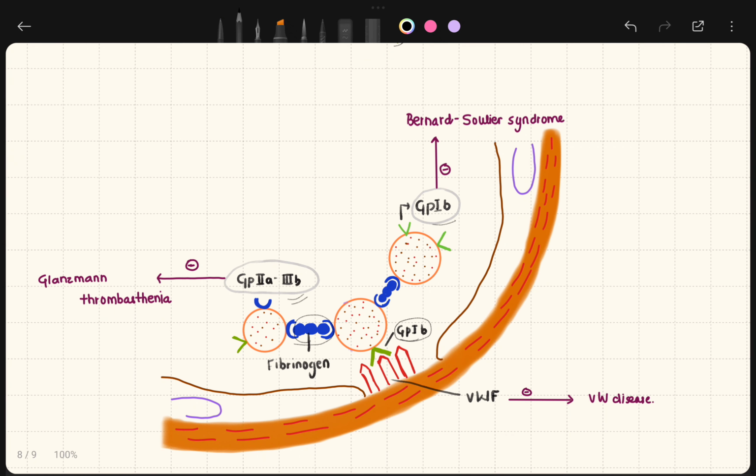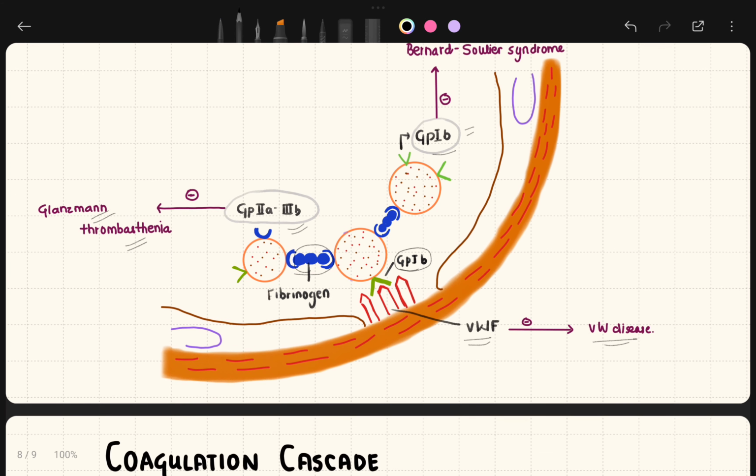If there is a deficiency of the GP 2B 3A receptor, it will lead to the syndrome Glanzmann thrombasthenia. If there is a deficiency of the glycoprotein 1B receptor, it will lead to the syndrome Bernard-Soulier. If there is a congenital deficiency of von Willebrand factor, it will lead to von Willebrand disease. So these three deficiency syndromes or diseases are congenital or hereditary diseases.